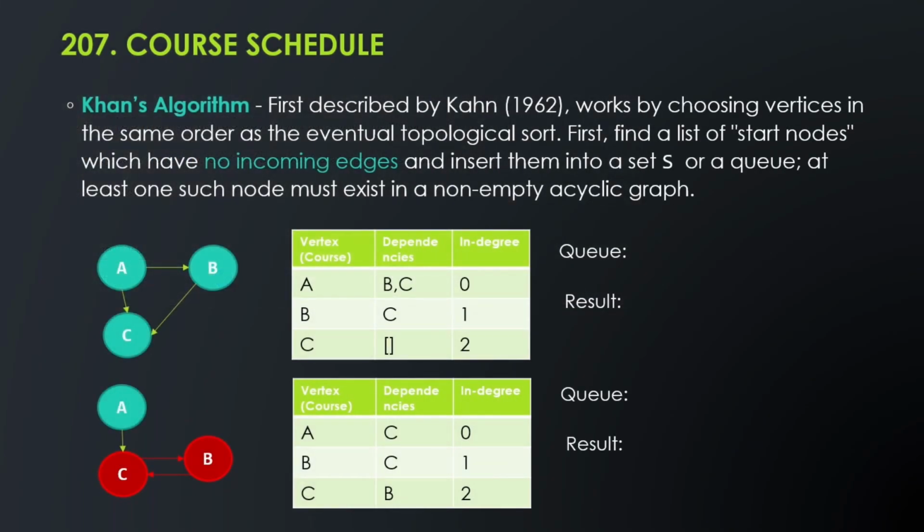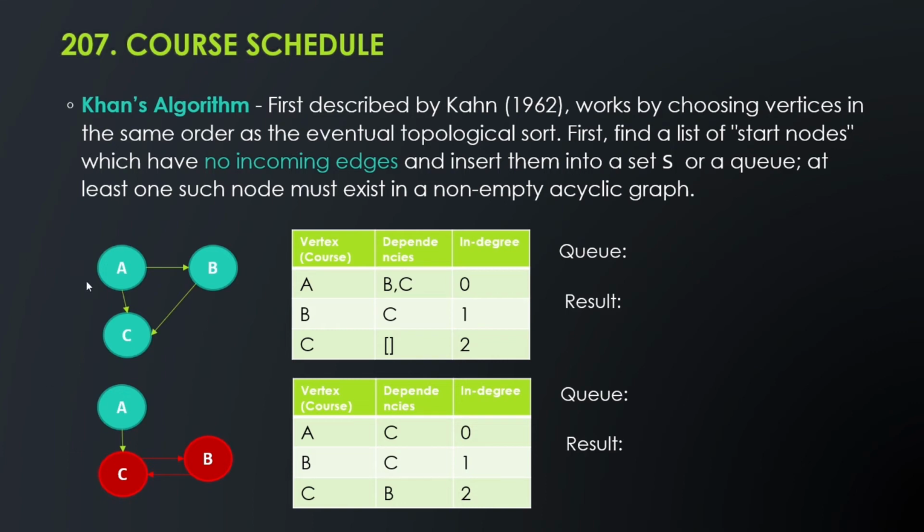And so Kahn's algorithm works by choosing vertices in the same order as the eventual topological sort. First we find a list of start nodes which have no incoming edges and insert them into a set S or a queue. And at least one such node must exist in a non-empty acyclic graph.